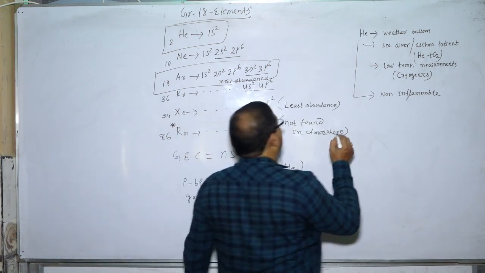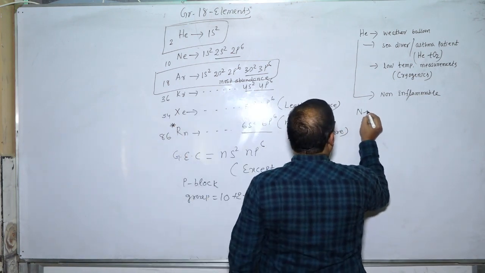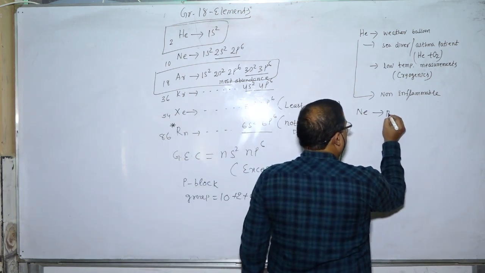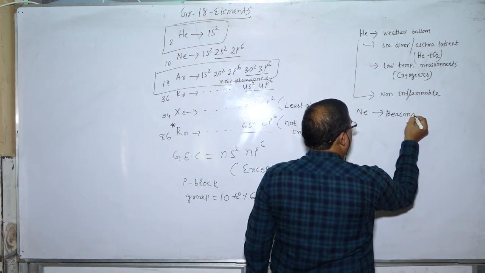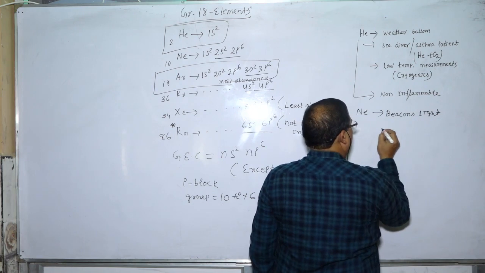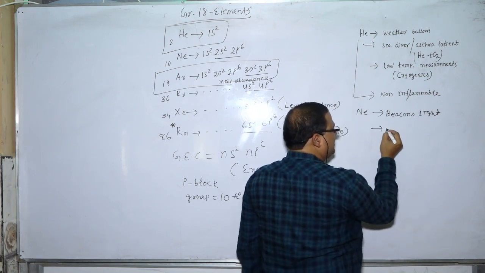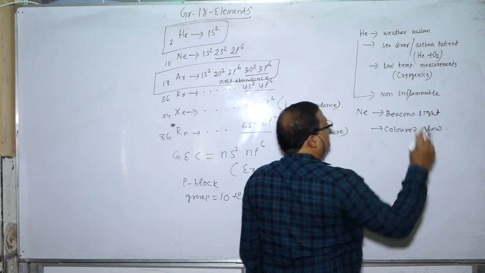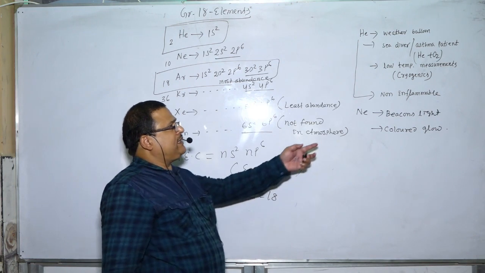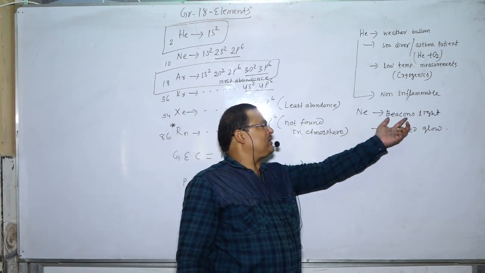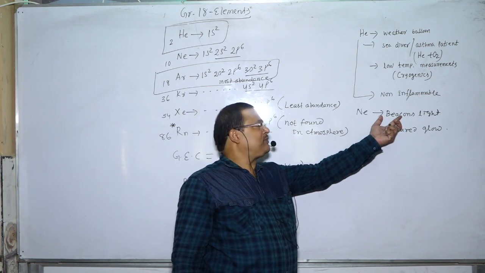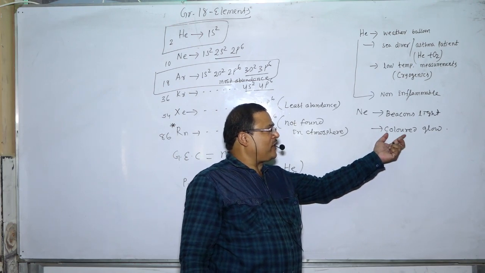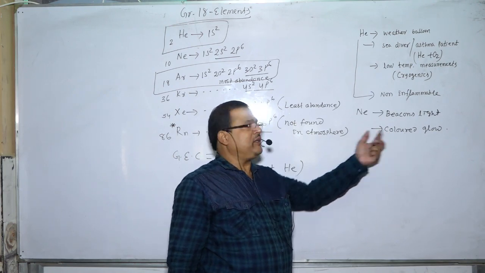Next we will see what the different uses of neon are. Neon is used in beacon light and for the preparation of colored glow. Neon is used in beacon light because it can penetrate through fog. Therefore it is used in beacon light. It also has the ability to produce colored glow without mercury.